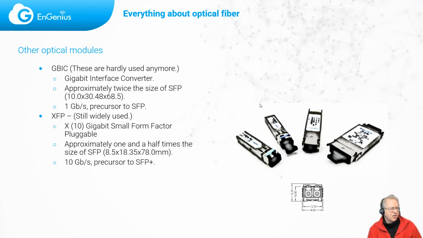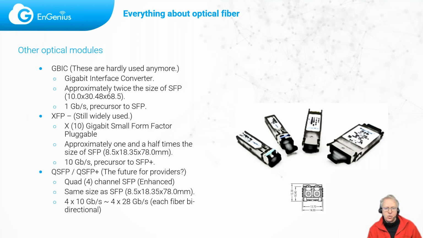We also have the XFP. I think that's this one, the second one from the right, and QSFP is probably this one. It has the same physical size as an SFP, but instead of 2 connectors or two fiber entries, it has 4. So this is something that might become, if it isn't already, very popular with ISPs.